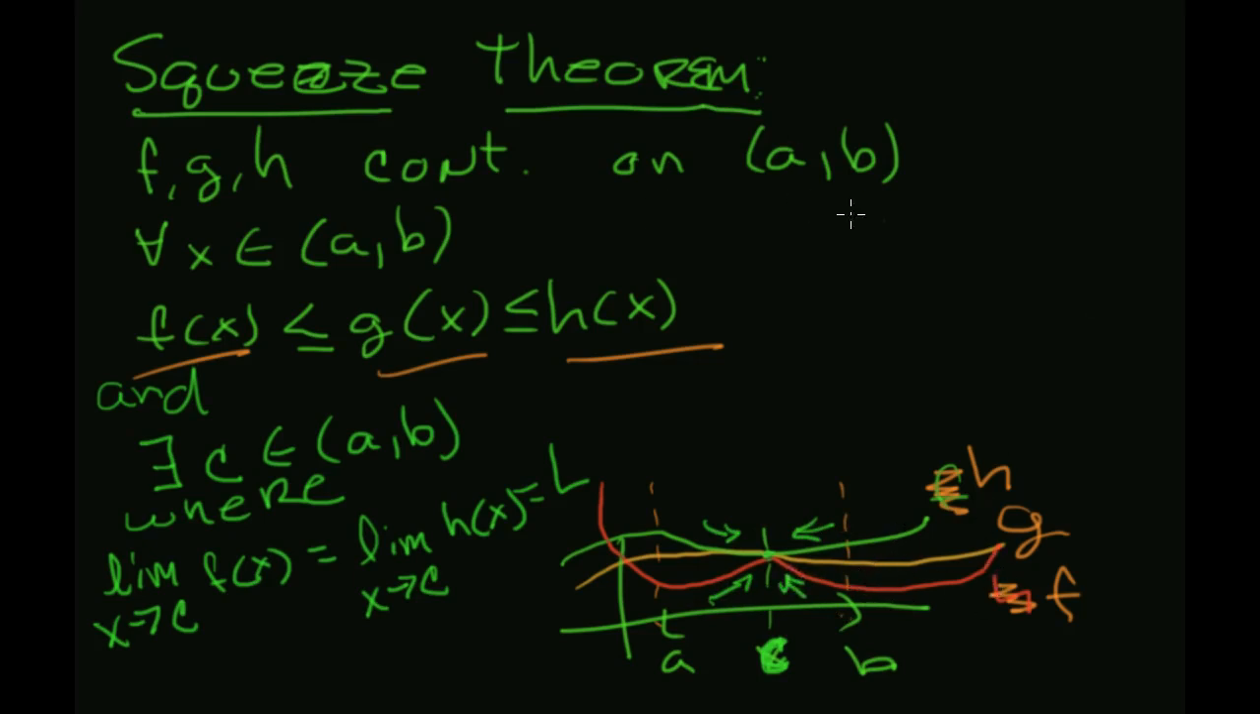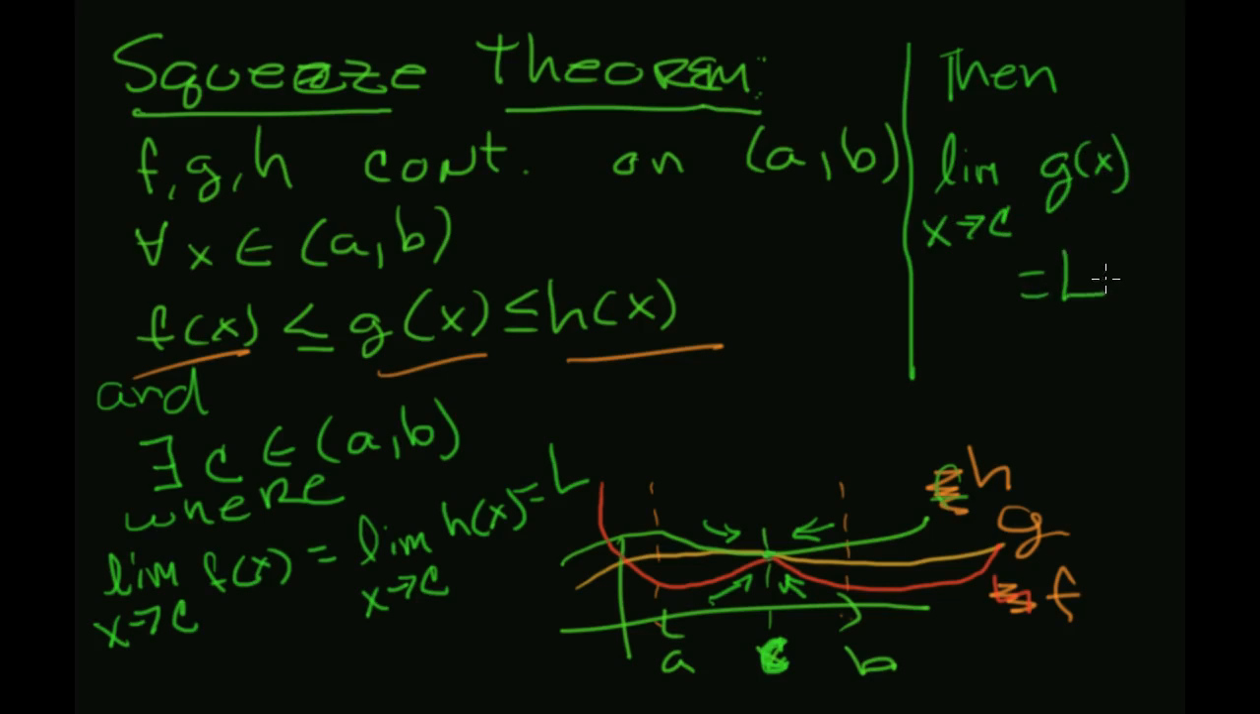If that's the case, then the limit as x approaches c of g of x, you guessed it, has to be L. So if I can sandwich the function g between the h function and the f function, and at some point c, h and f have the same limit, then the limit of g has to be L.